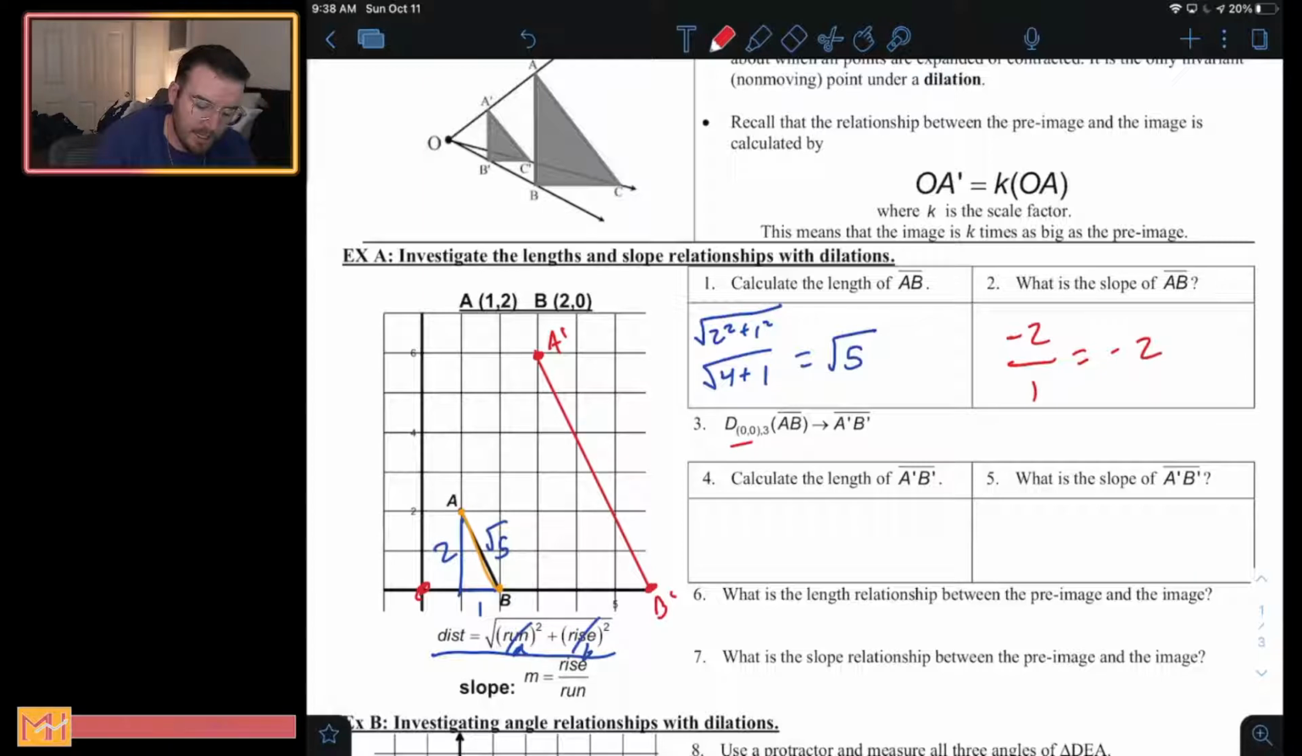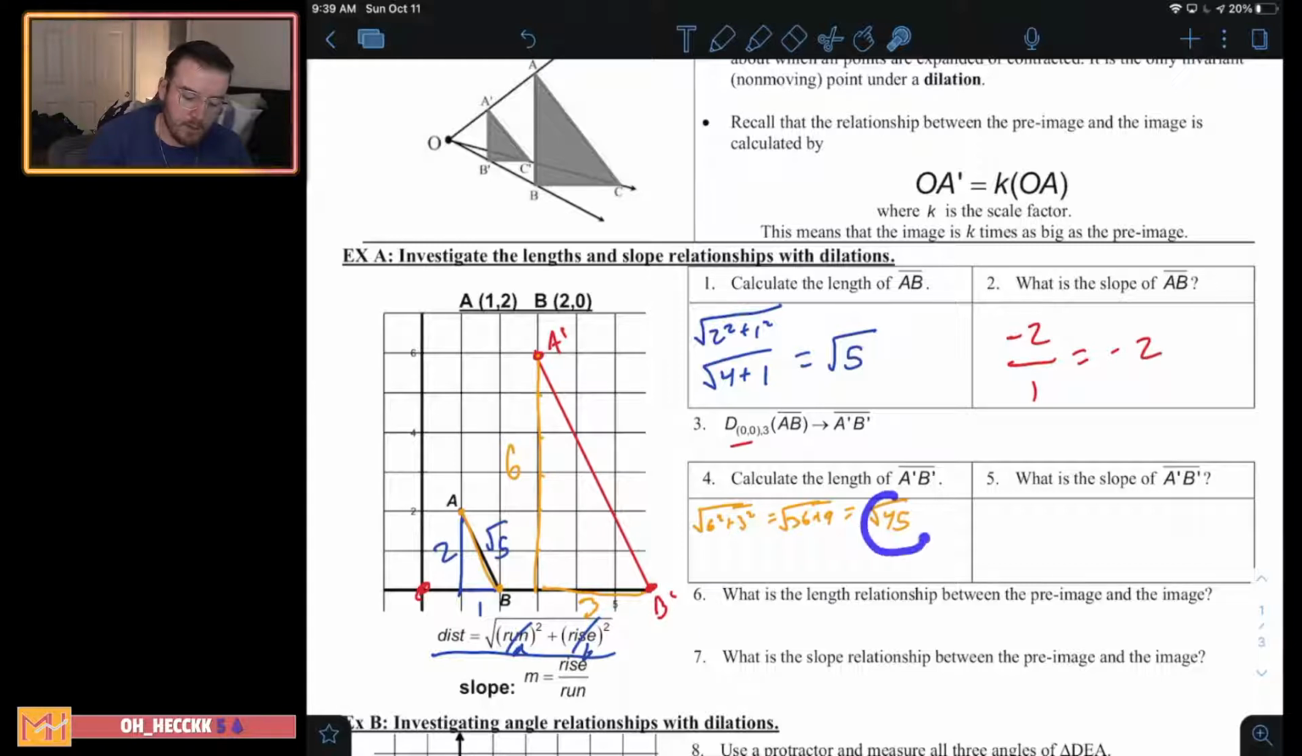So let's calculate the length of A prime B prime. Well, the length of A prime B prime has a run of 3 and a rise of 1, 2, 3, 4, 5, 6. So now the triangle is 6 by 3. So when we do our calculation, 6 squared plus 3 squared equals the square root of 36 plus 9, which is the square root of 45. Now, what should be true? If the dilation is a factor of 3, this should have tripled to become this.